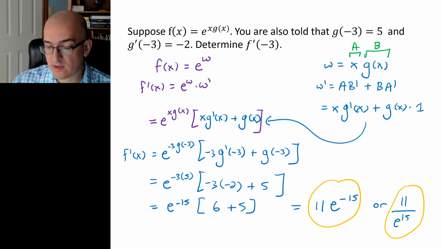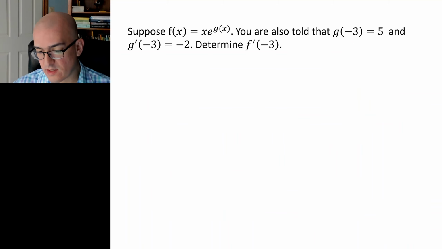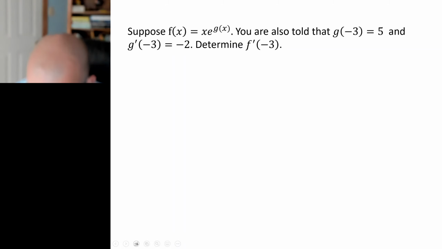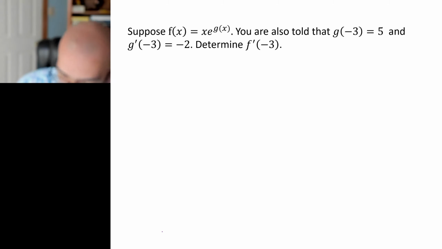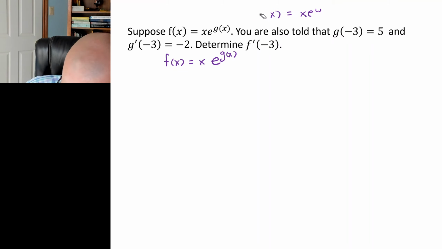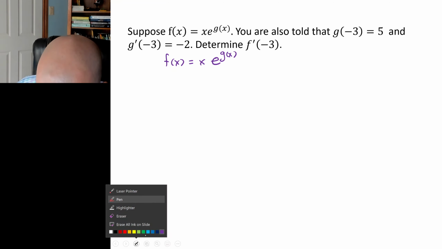Let's compare. Look at this one, the x g of x. The product is in the power. This next example, the x is not up in the exponent of the exponential function. It's outside the exponential function. So we cannot say that f of x is e to the power of w. F of x is equal to x times e to the power of w. I'll erase that because I don't want to confuse anyone. F of x is x times e to the g of x.